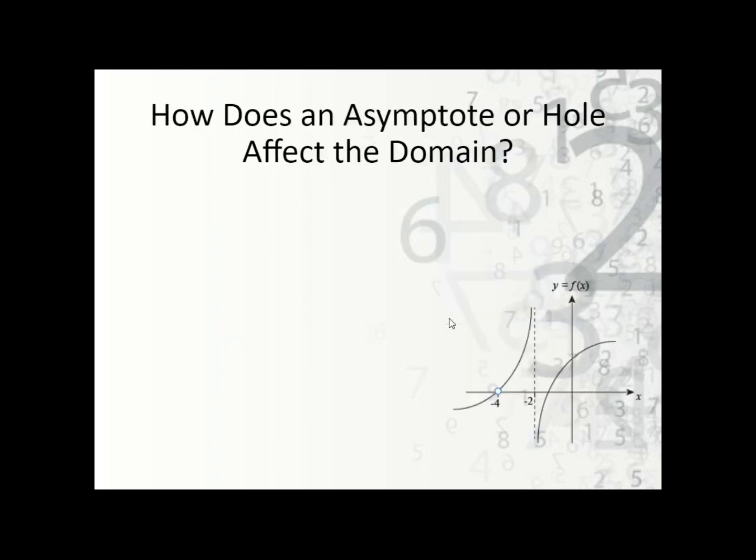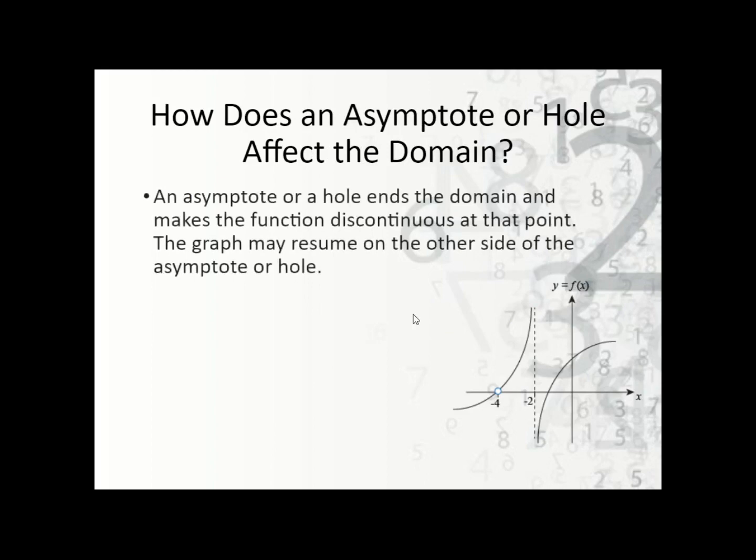So how does an asymptote or a hole affect the domain? Well, we can see here that our graph goes from negative infinity, but when it gets to negative 2, it stops continuing. It has an upper boundary of negative 2, and then it picks back up again. Here we go from infinity, and when we work back this way, we go to negative 2. So it has a domain of negative infinity to negative 2 and a domain of negative 2 to positive infinity.